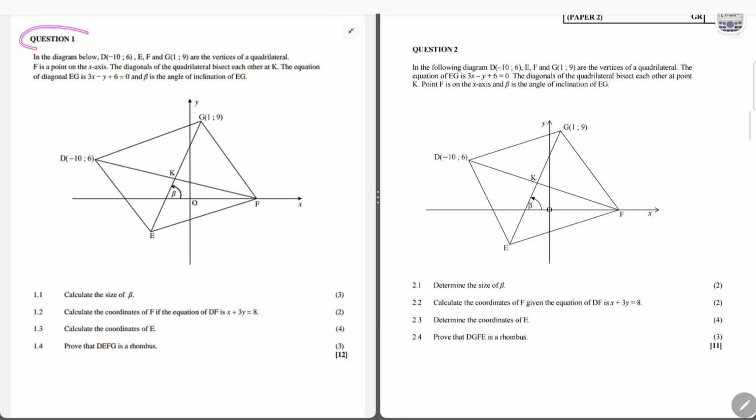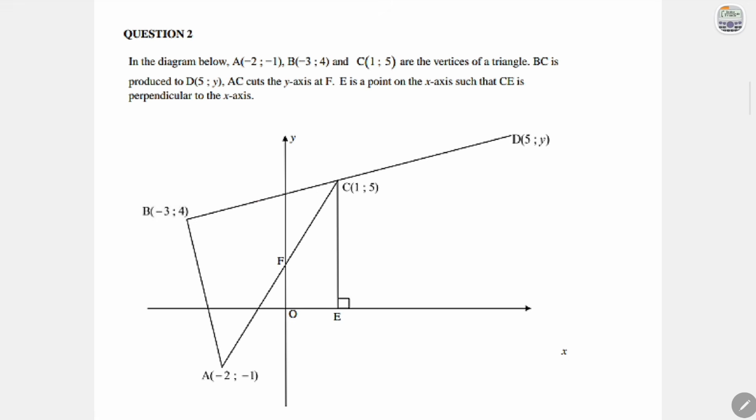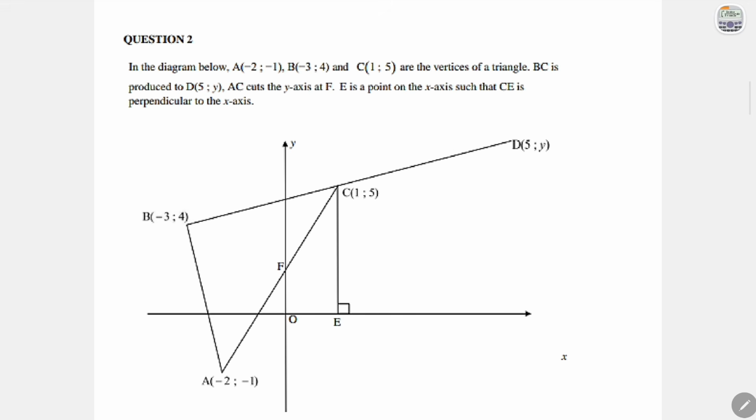Okay, so just remember that is it for question 1. Question 2, and it says, in the diagram below, we have A, which is -2 and -1, B, -3 and 4, and C, 1 and 5, are the vertices of a triangle. BC is produced to D, which is 5 and y. And then they say AC cuts the y-axis at F, and E is a point on the x-axis, such that CE is perpendicular to the x-axis.